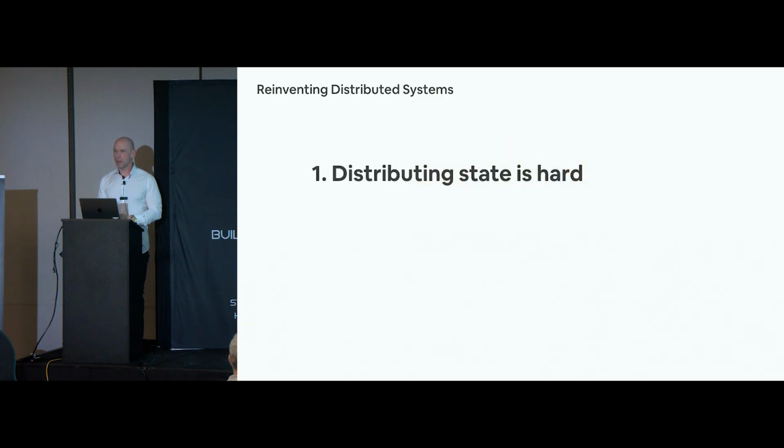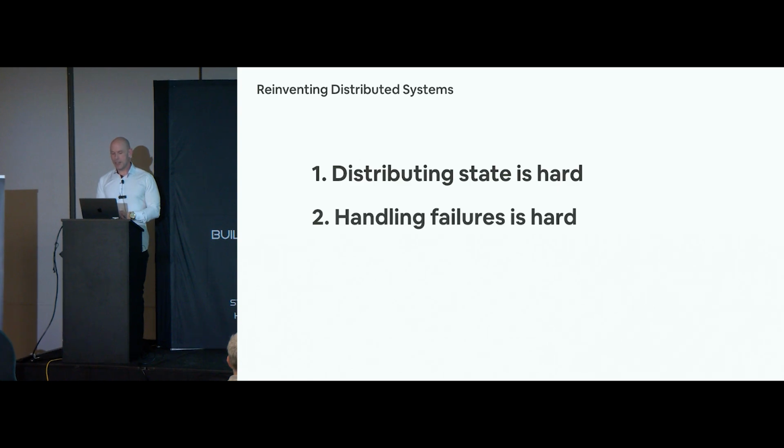Why? Because, number one, distributing state is really hard. Every time you take state that wants to be consistent and atomic and you chop it up into little pieces and put them across the network, you've signed up for a huge load of difficulties just by doing that.